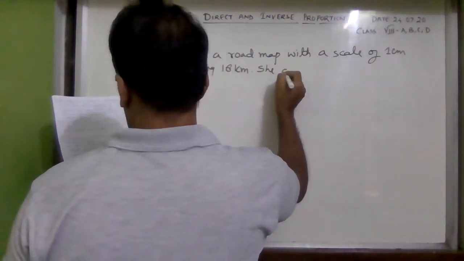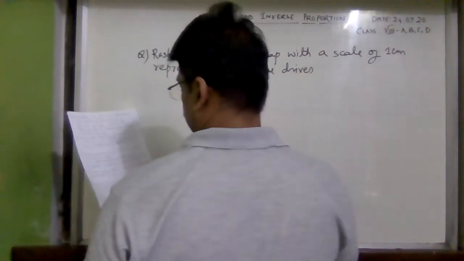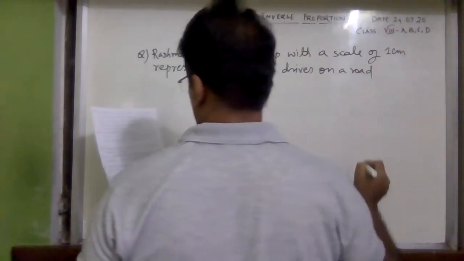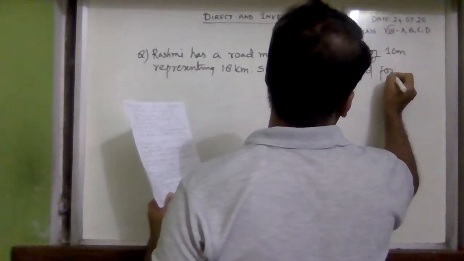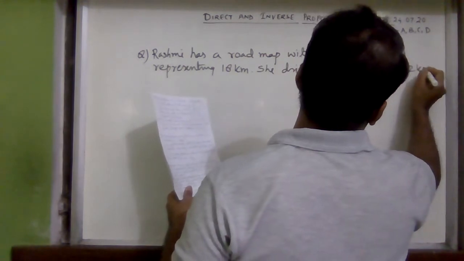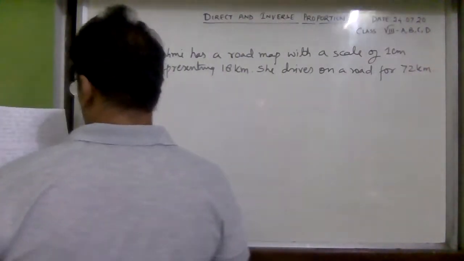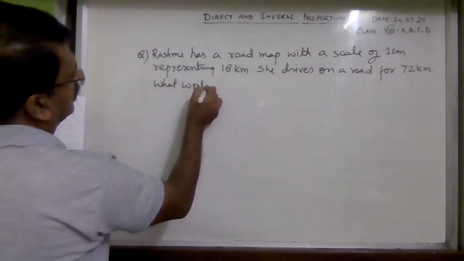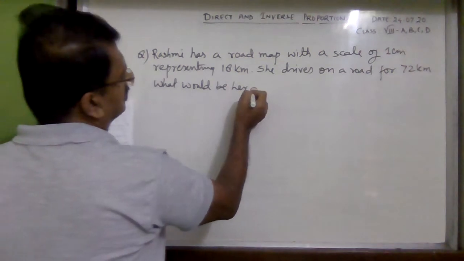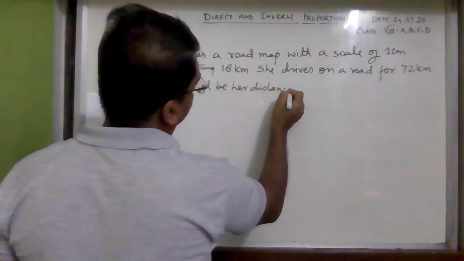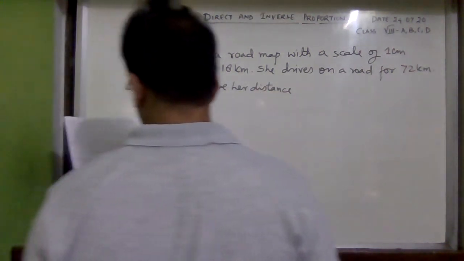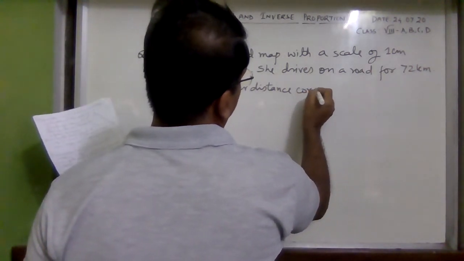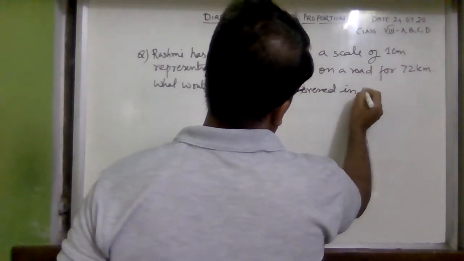She drives on a road for 72 kilometers. What would be her distance covered on the map, in the map?